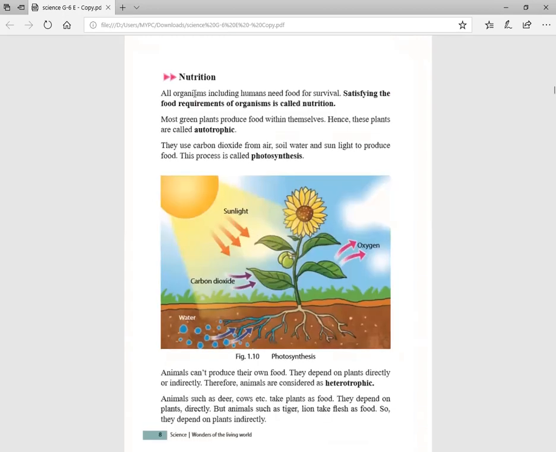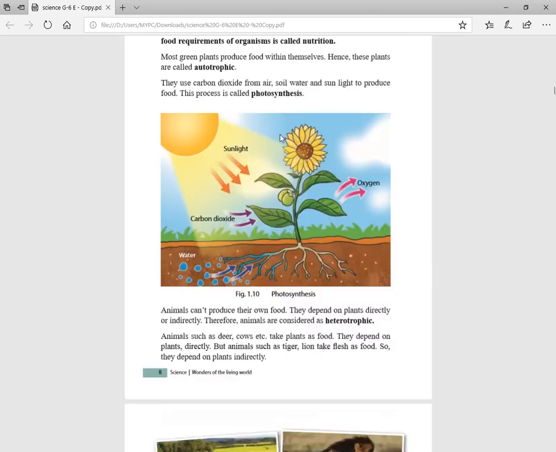Other one is nutrition. All organisms including humans need food for survival. Satisfying the food requirement of organisms is called nutrition. Most green plants produce food within themselves. Hence, these plants are called autotrophic. They use carbon dioxide from the air, water, and sunlight to produce food. This process is called photosynthesis.